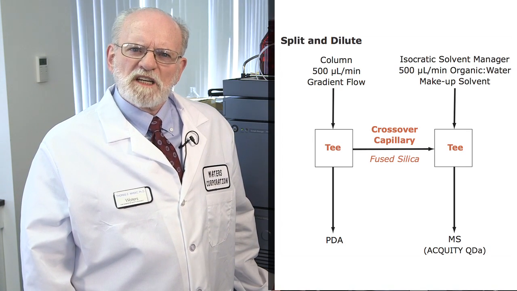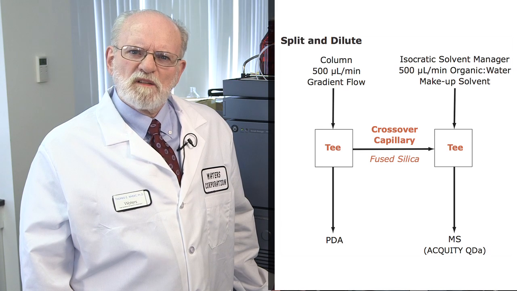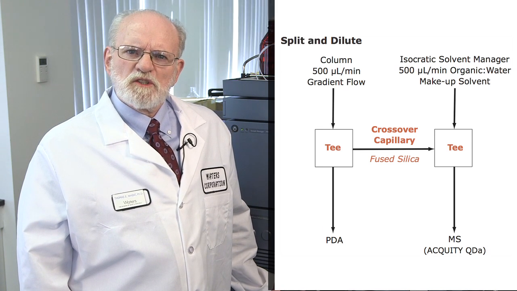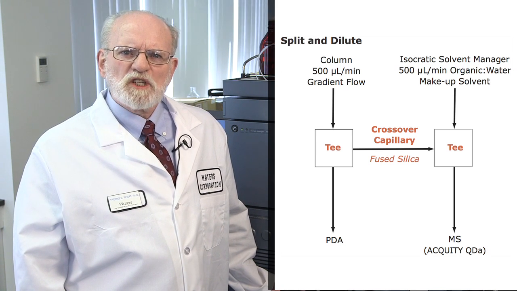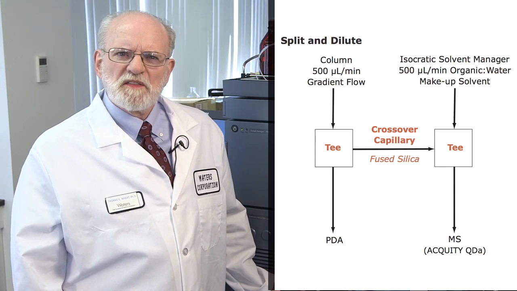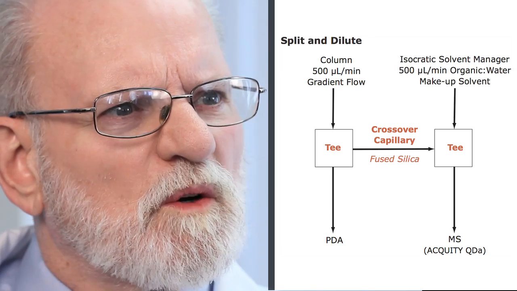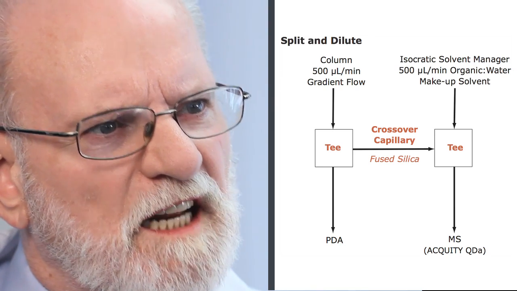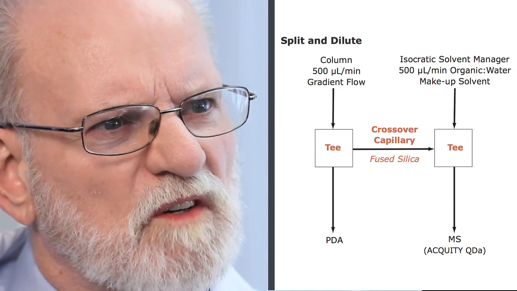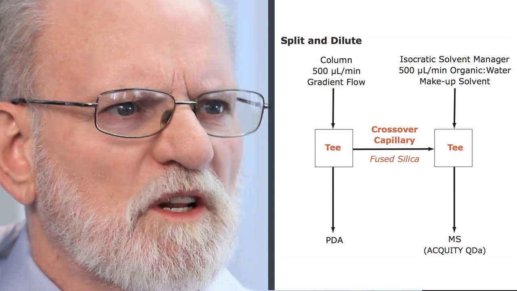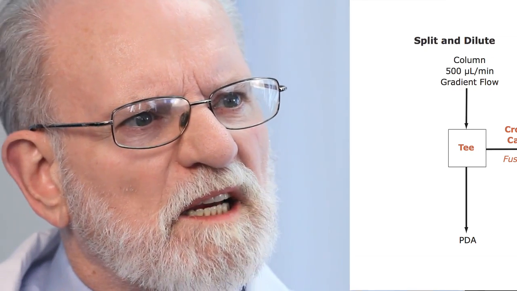Here, the flow from the column comes to a T. Most of the flow continues to the PDA, while a fraction crosses over to flow toward the MS detector. The fraction of the diverted flow is determined by the length and inner diameter of the crossover capillary. The flow to the MS is diluted with a makeup solvent.